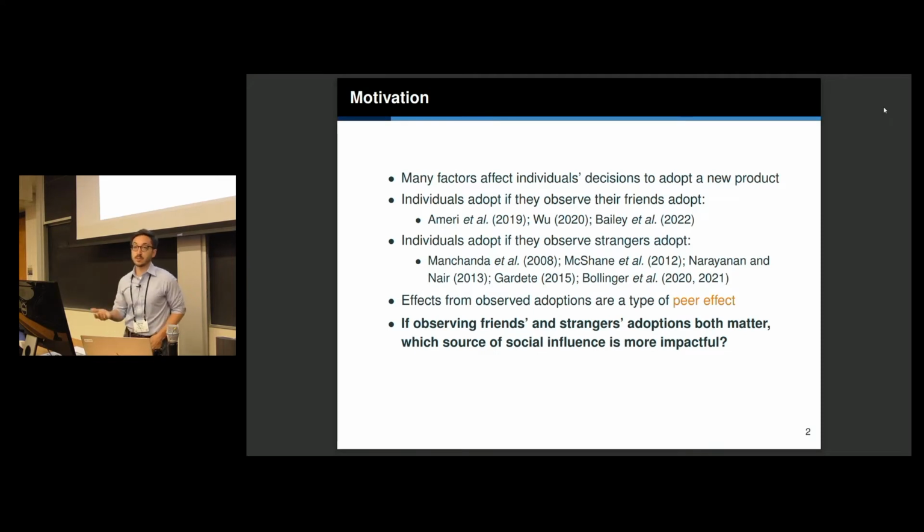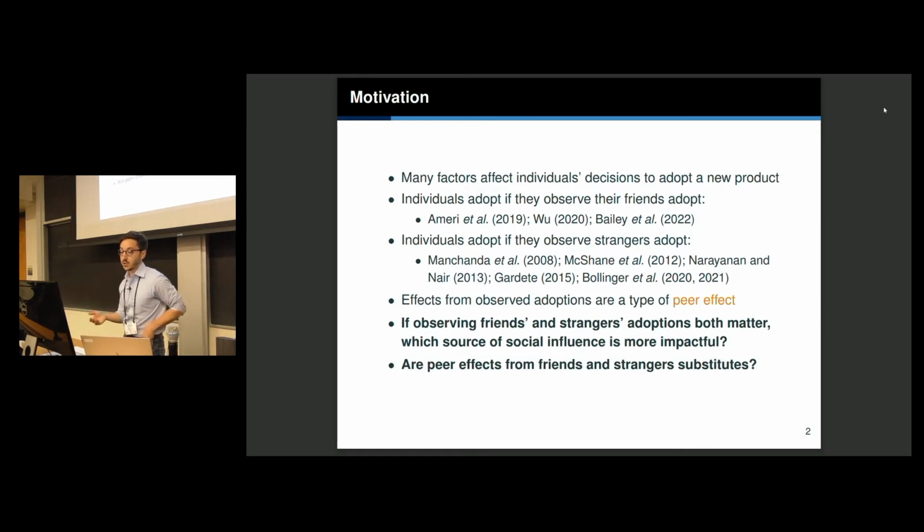If observing both types of social interaction, or both types of adoptions, matter, which source of social influence is more impactful? We want to think of that both the marginal effect as well as the cumulative effect. So marginal effect: interact with one more friend or one more stranger, what's the effect on the lift in adoption, versus given all the friends and all the strangers you might interact with over time, which is going to be cumulatively more impactful on adoption.